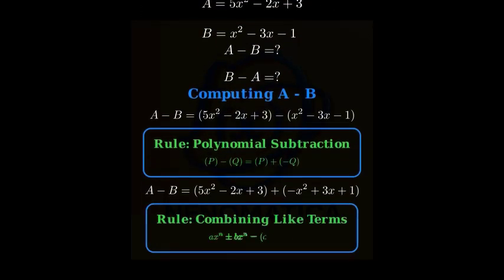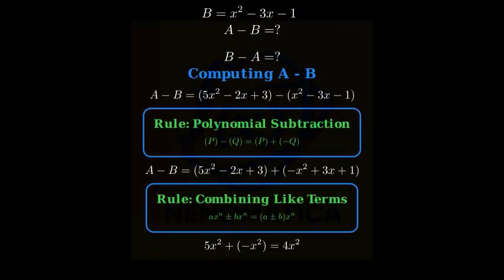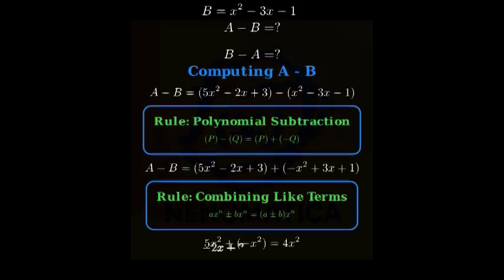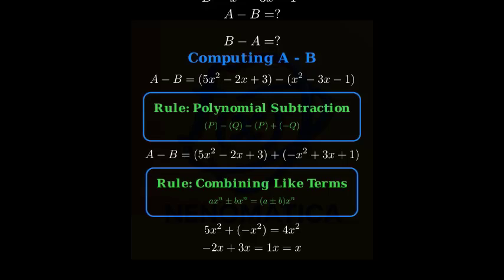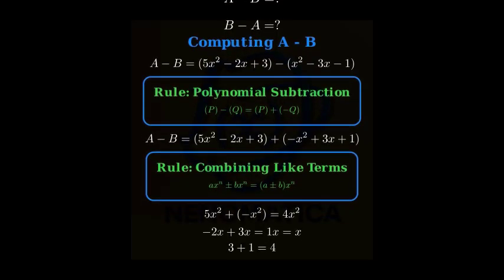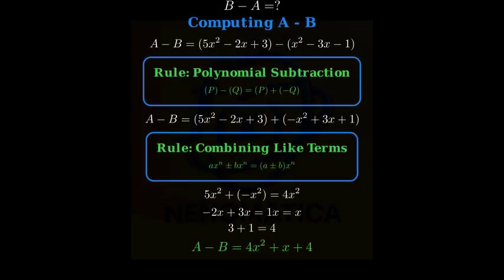Now, we'll group like terms. For the x squared terms, we have 5x squared minus x squared, which gives us 4x squared. For the x terms, we have negative 2x plus 3x, which equals x. For the constants, we have 3 plus 1, which equals 4. Therefore, a minus b equals 4x squared plus x plus 4.